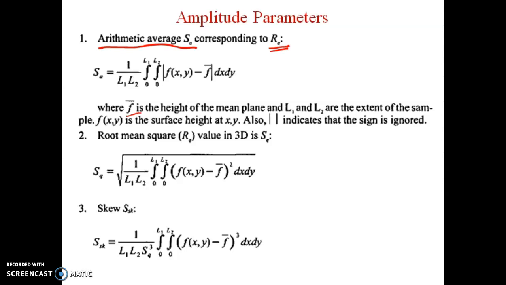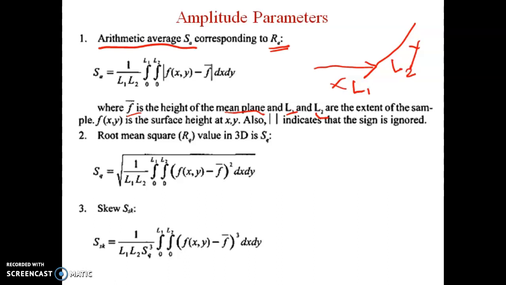The plane is constructed instead of a mean line; we are constructing a mean plane in 3D surface analysis. L1 and L2 are the extent of the sample in two directions, x and y. So the sampling length in the x direction is L1, and the sampling length in the y direction is L2.